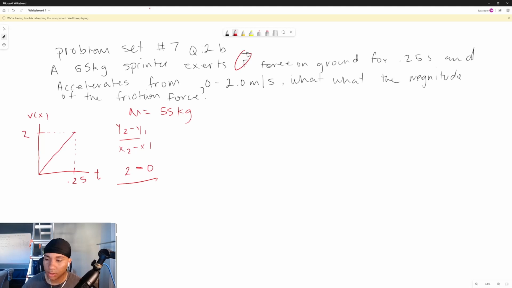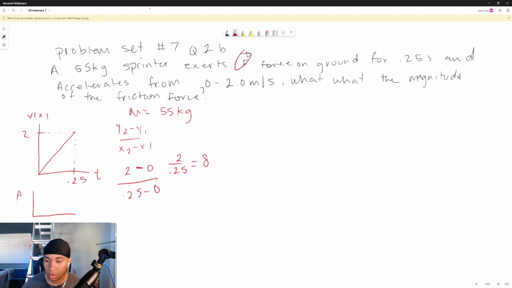And then x2 is 0.25, x1 is 0. So we have 2 divided by 0.25, which is equal to 2 divided by 1/4, which is 8, right? The slope of this line is 8. So that means when we take the derivative of this whole function, we get the acceleration as 8 for 0.25 seconds.